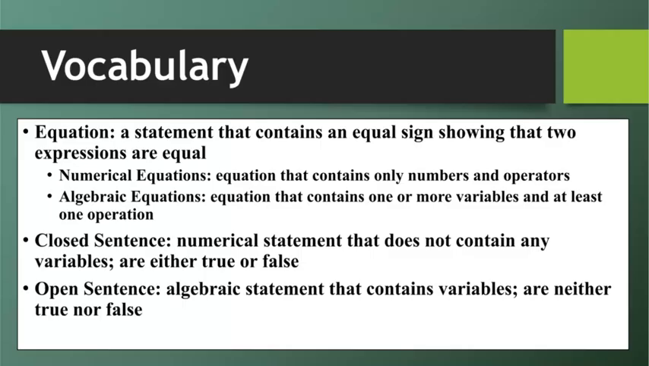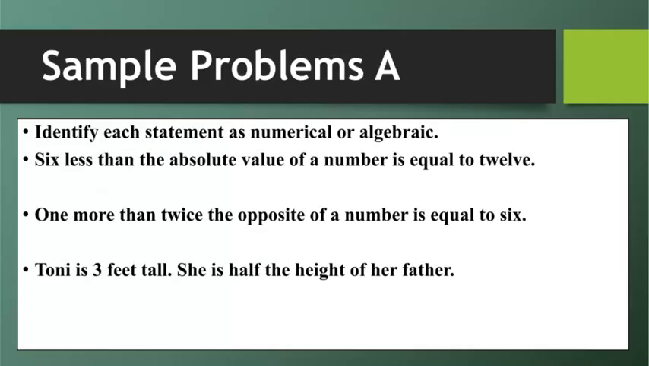So let's take a look at an example. Here we want to identify each statement as numerical or algebraic. Six less than the absolute value of a number is equal to 12. Now, if I underline some words here, I have 6, the absolute value of a number, is equal to 12. Because I don't know what this number is, that means there's going to be a variable. And anytime there's a variable, this will be algebraic.